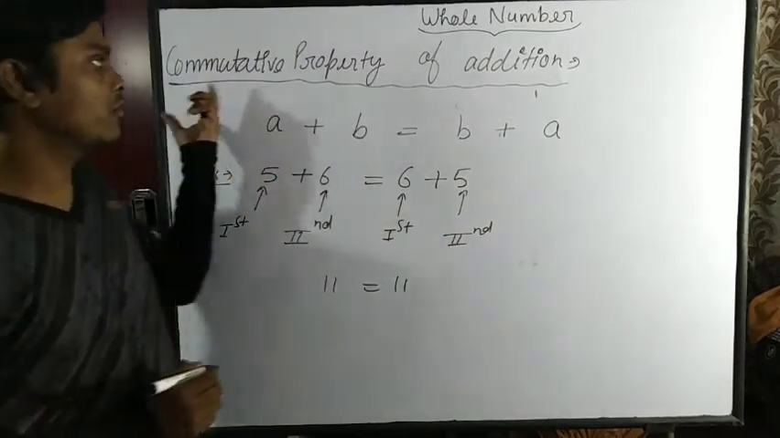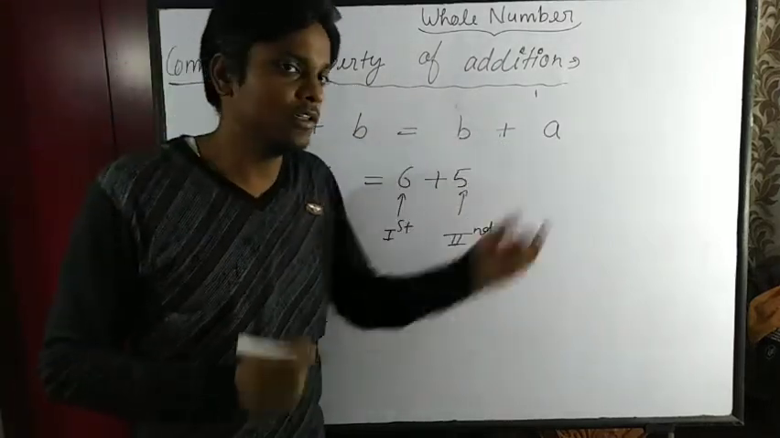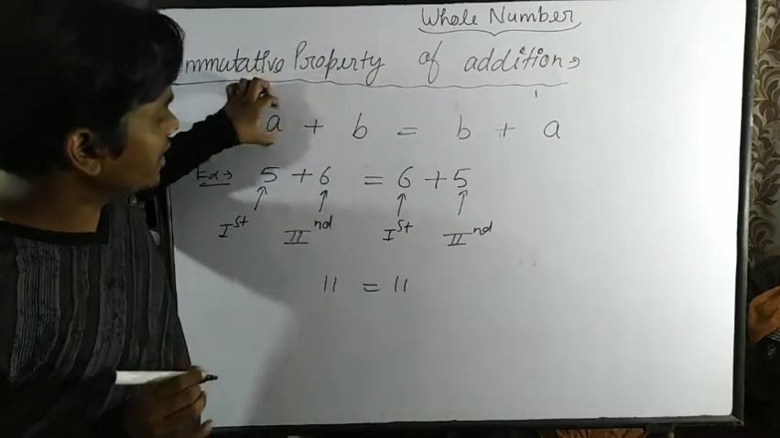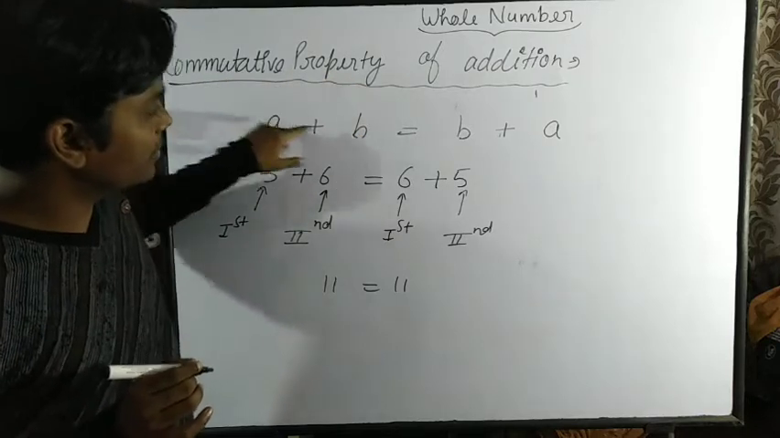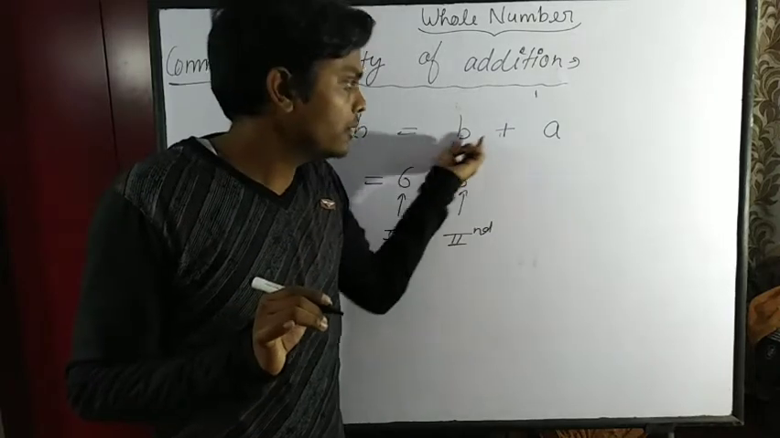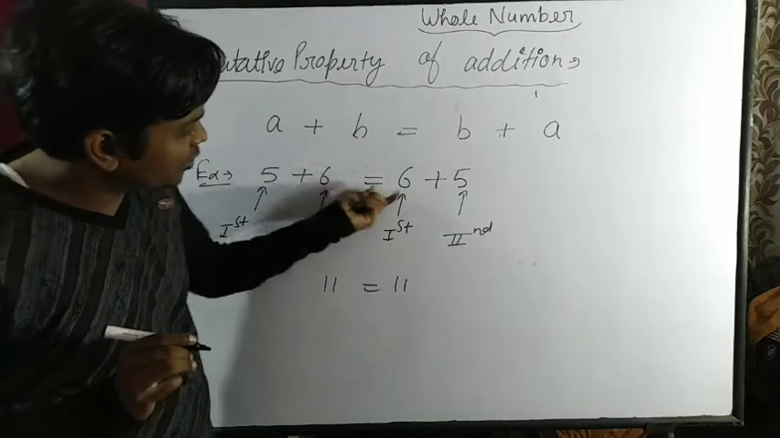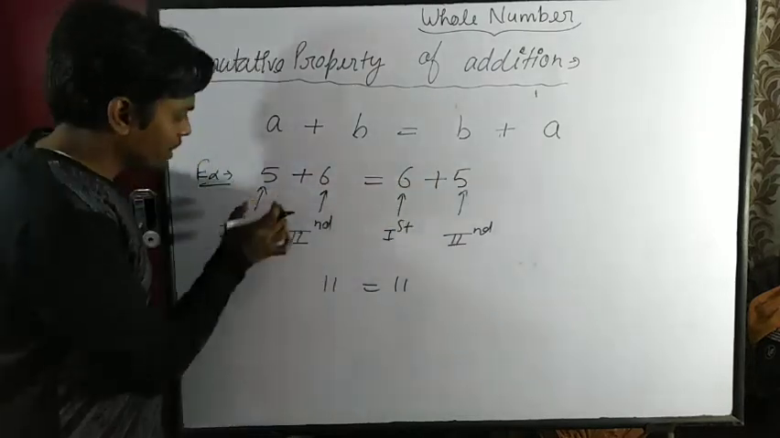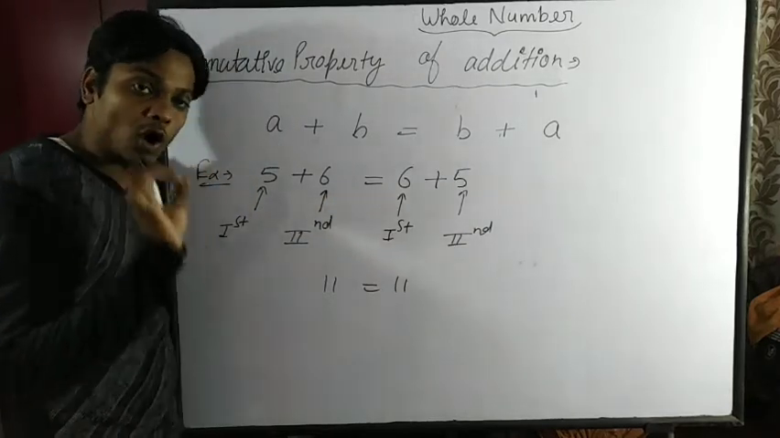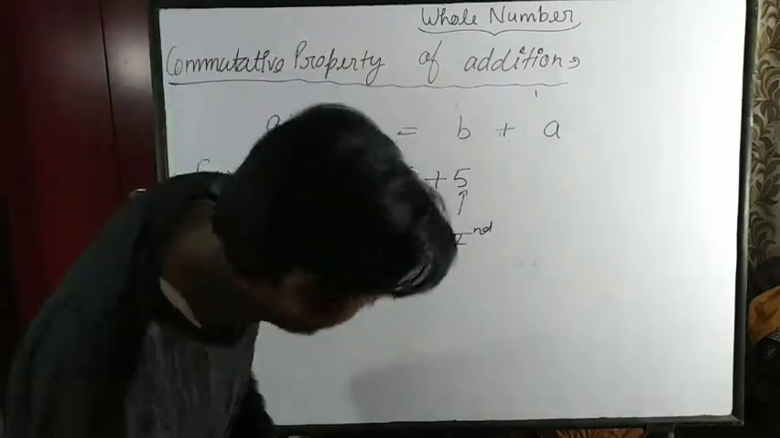So this is the commutative property of addition. If we change the order of the whole numbers, there will be no change in the result. We have two whole numbers a and b with sum a plus b, and we just change the order to b plus a. Likewise, 5 plus 6 is equal to 6 plus 5. We just change the order, not the whole numbers. Okay. One more example.